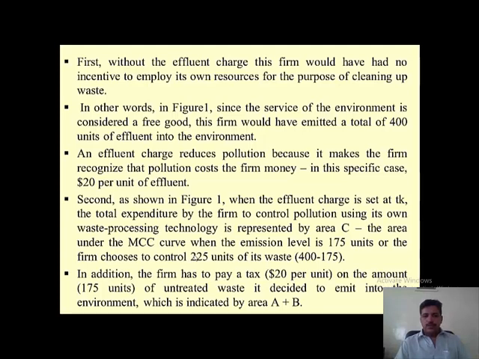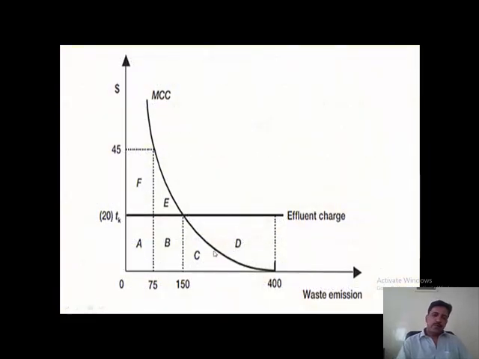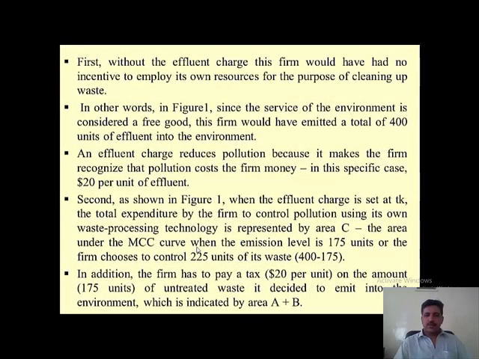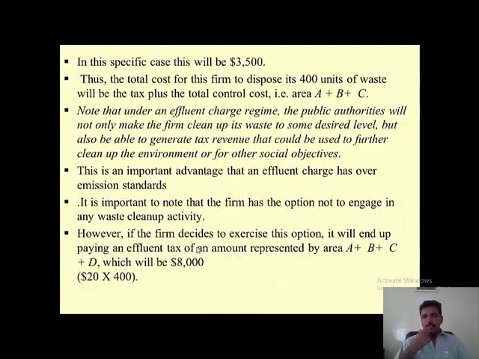In addition, the firm has to pay rupees 20 tax on the 175 units of the waste it has decided to emit into the environment, which is represented by A and B. It will not only pay for the cleaning of this, but also pay the tax, as shown by area A plus B, meaning this plus this. So suppose it is 175 units. If you multiply 175 by 20, we get $3,500. This means that the firm will pay an effluent charge, the area, of 3,500.